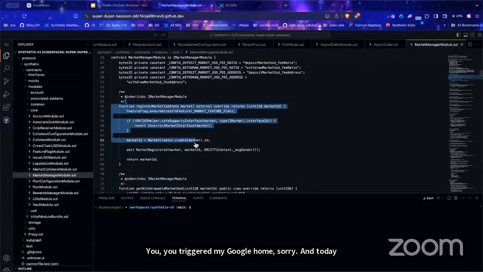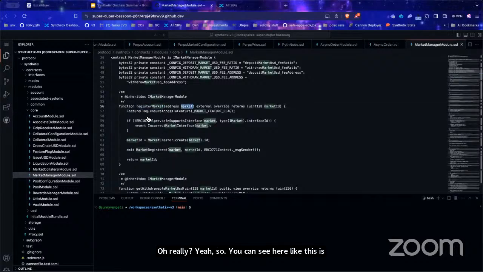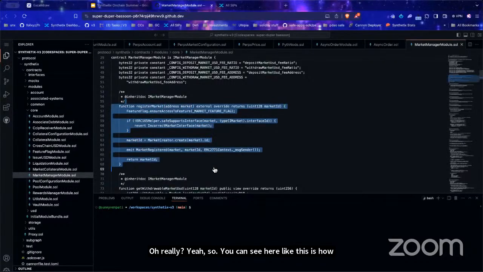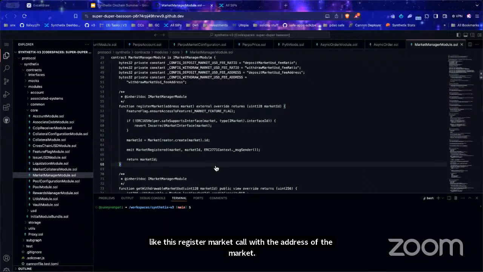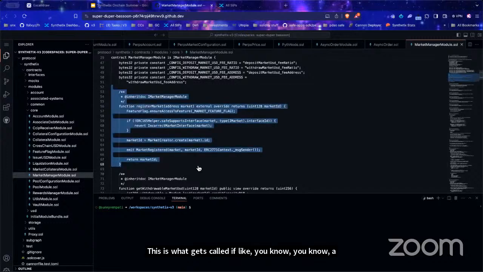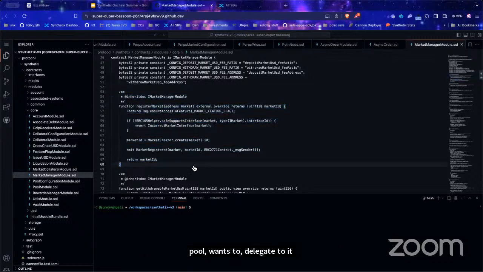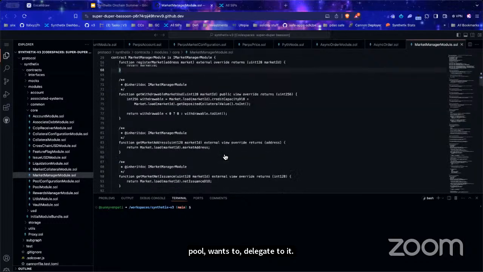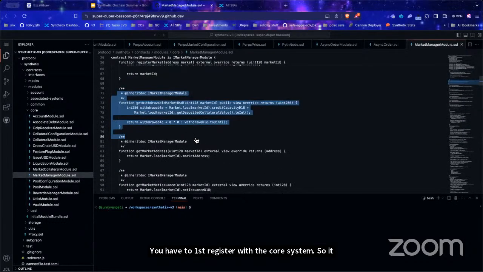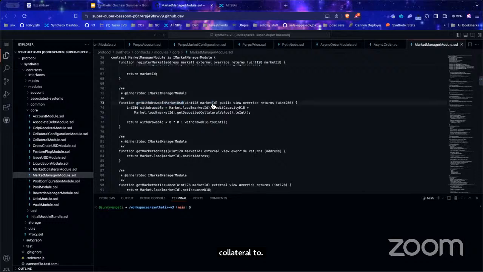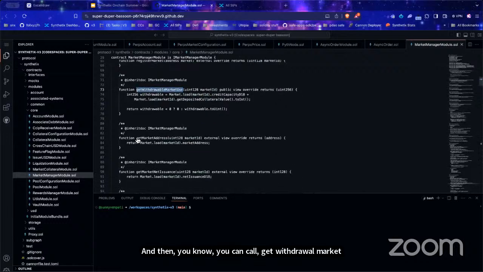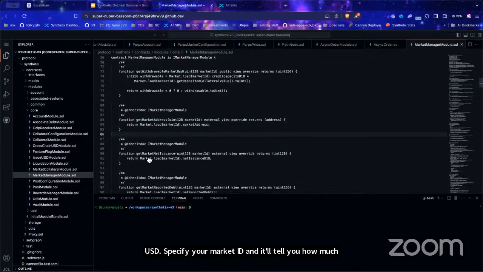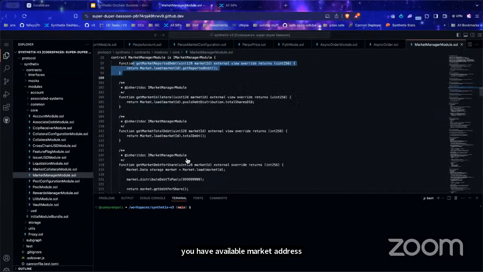So you can see here, this register market call with the address of the market is what gets called if a pool wants to delegate to it. You have to first register with the core system so it knows that there is a market it can delegate collateral to. And then you can call get withdrawable market USD, specify your market ID, and it'll tell you how much you have available, market address, reported debt.